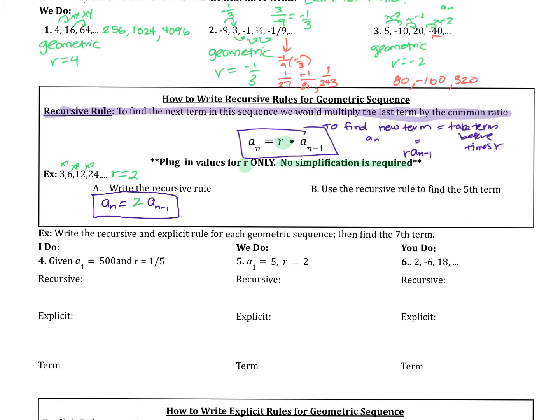Now, to find the fifth term, a sub 5, we need a sub 5 minus 1. Oops, I guess I should put my ratio first. 2 times a sub 5 minus 1, which means 2 times a sub 4. And what is a sub 4? A sub 4 is 24. So 2 times 24 is going to give me 48. So the fifth term would be 48. Let's go ahead and practice our recursive rule with the three sequences below.